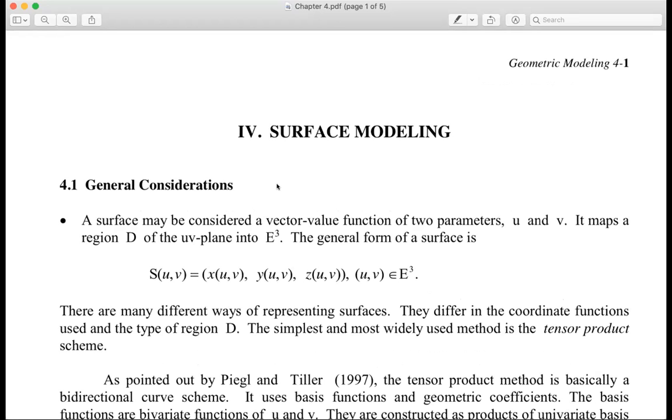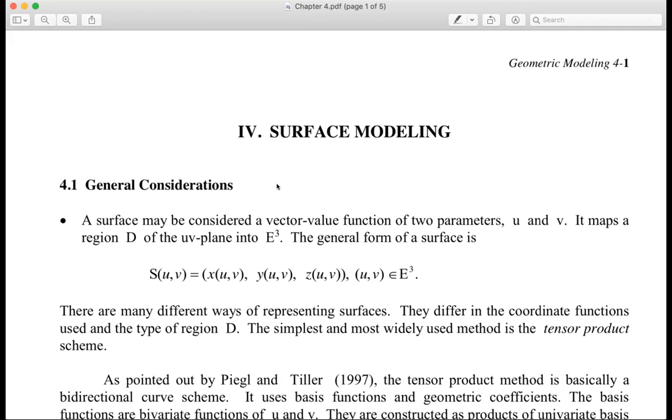Because normally when you use it in the application, for example, if you want to design aircraft or automobile modeling, you have to decide not in terms of the curves, but you have to decide in terms of the surface. That's why we call this topic surface modeling.